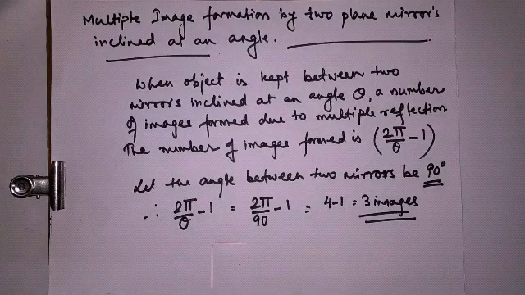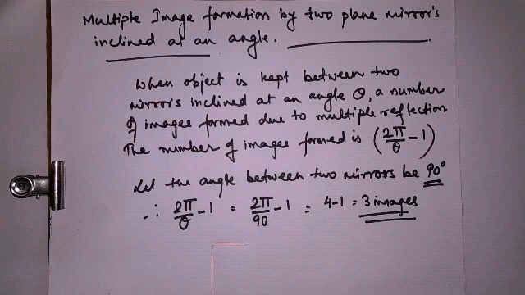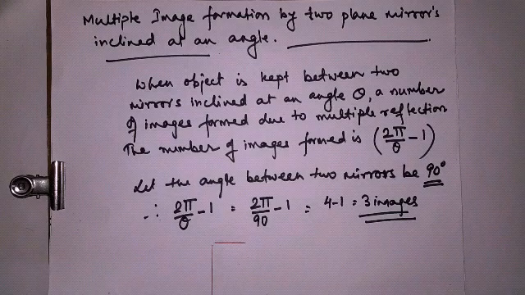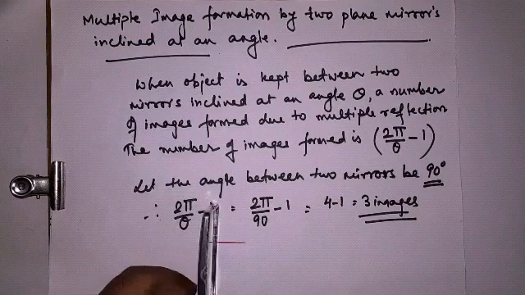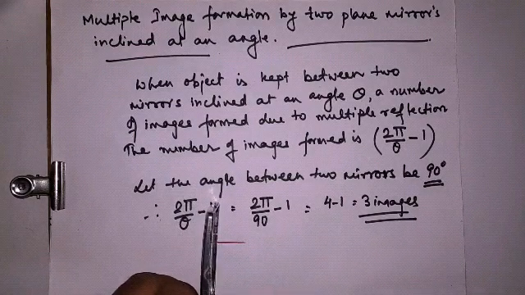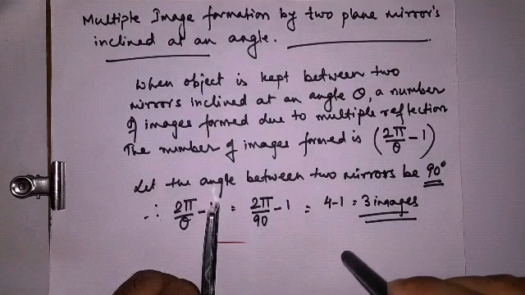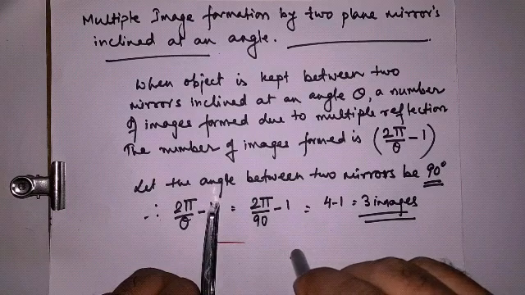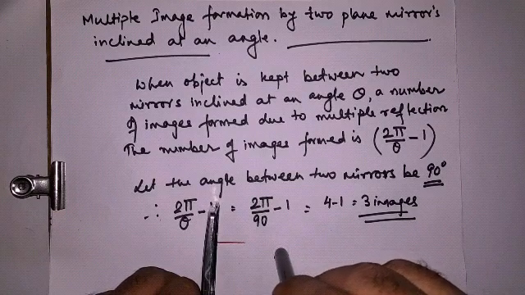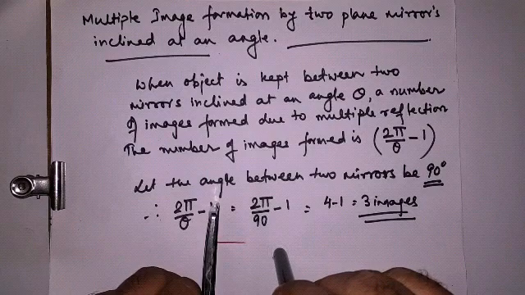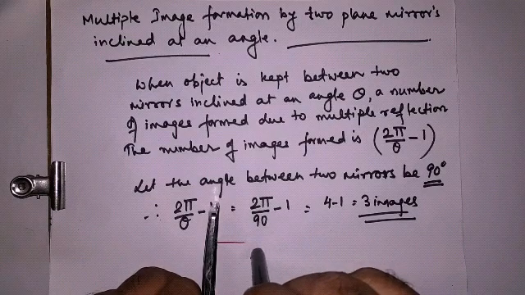Another important thing about the plane mirror, that is the speed of the image due to the relative motion of object and mirror. So first of all, we say that the mirror remains fixed. If we keep the mirror fixed, and the object moves relative to the mirror with a speed of v, that means this object is moving with a speed of v, then the image also moves with the same speed v relative to the mirror.